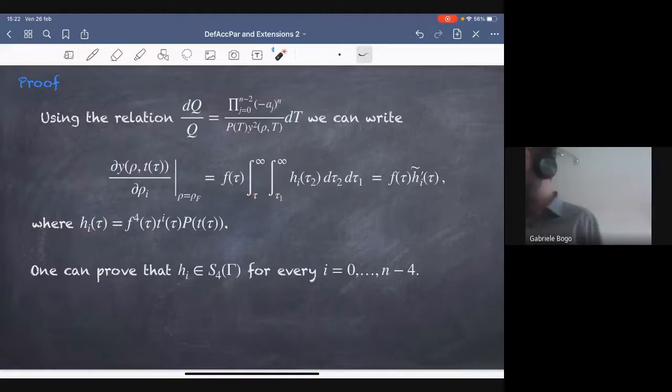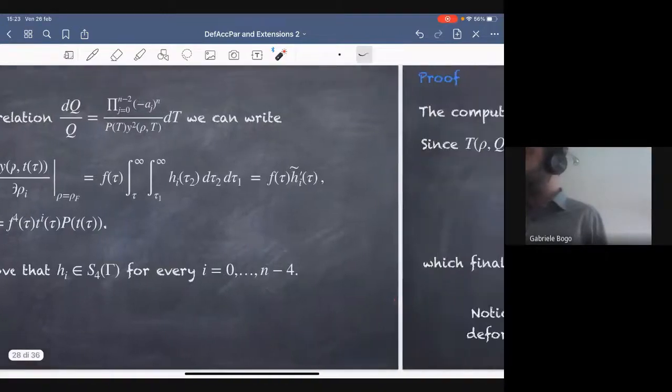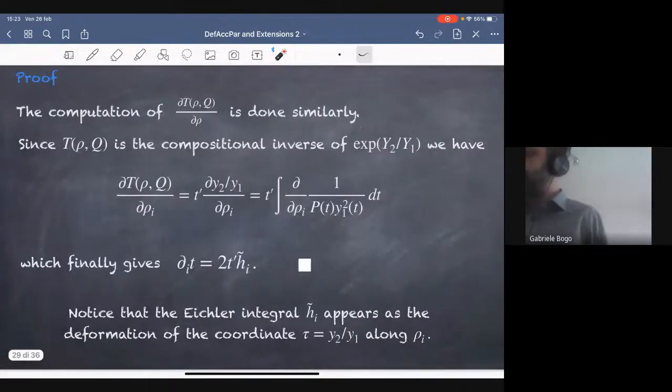And what can you prove? You can prove that this is a cusp form of weight 4. This is not hard, but it requires some work. But then you have the twice-integrated cusp form of weight 4, which is precisely the first derivative of its Eichler integral, multiplied by the function f, which is the lifting of the holomorphic solution. So this is why you find Eichler integrals of cusp forms of weight 4.